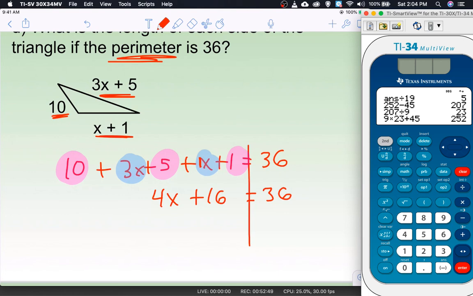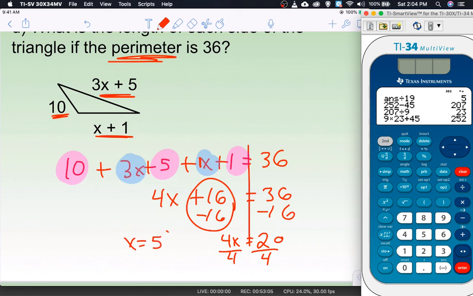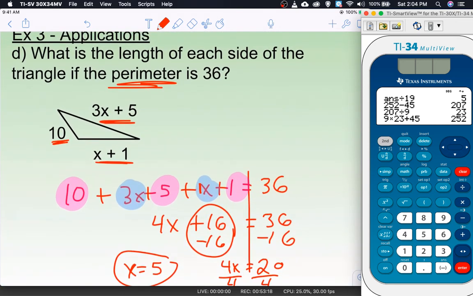Now we should look at this and go, oh yeah, I know how to do this. I'm going to get rid of that plus 16 by subtracting it on both sides. 4x equals 20. I'm going to divide by 4 on both sides. And I know that x equals 5. I hope you didn't stop there, though. x equals 5 is not the answer to this problem. If you stopped there, I want you to go back and look at the problem again. Read the question. What does it say? What is the length of each side of this triangle?